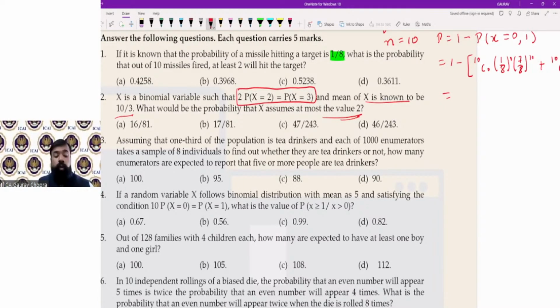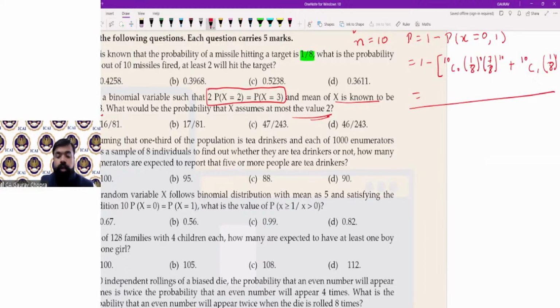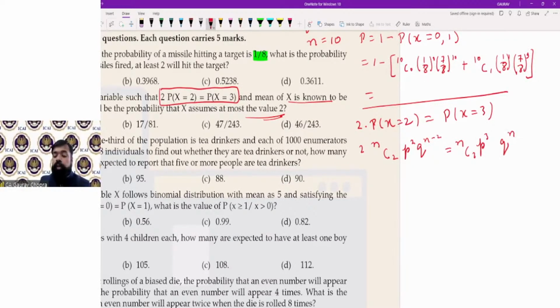Okay. So first of all, how to simplify this? You have to form the equation and get the result. So let's apply 2 P(X = 2) equal to P(X = 3). From here, apply the formula. So what is n here? N you don't know. Then nC2 p to the power of 2 and q to the power of n minus 2 is equal to P(X = 3), so nC3 p to the power of 3 and then q to the power of n minus 3.